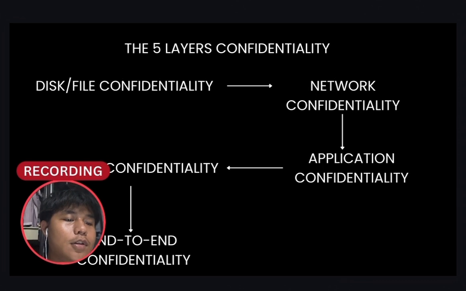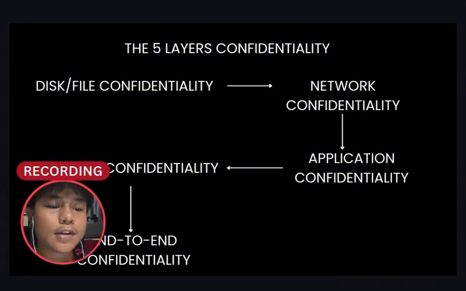So the five layers of confidentiality are, first is disk or file confidentiality. Second is network confidentiality. Third is application confidentiality. Fourth is data confidentiality, and fifth is end-to-end confidentiality.